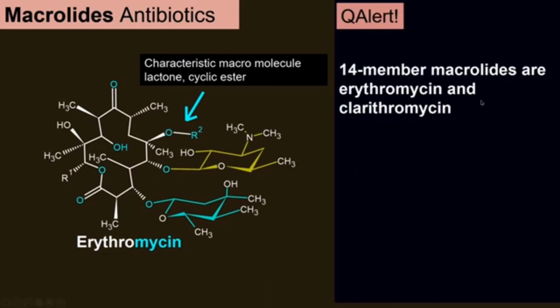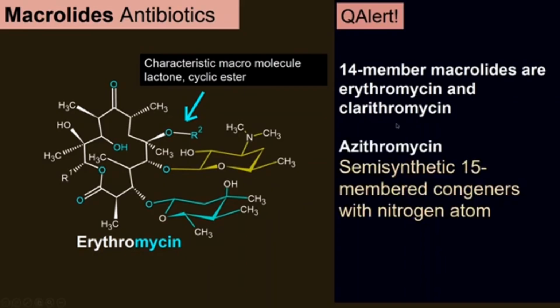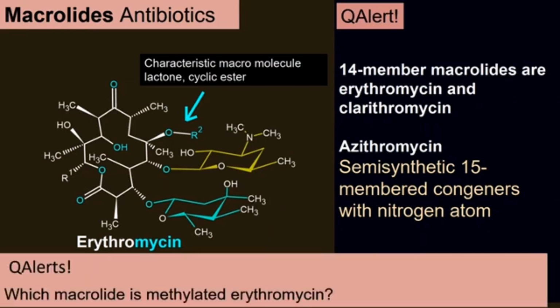However, clarithromycin and erythromycin have the same 14-member macrolide ring, whereas azithromycin is a semisynthetic, 15-member congener with a nitrogen attached on top of it. Therefore, azithromycin is slightly different, the ring number is different, plus it contains a nitrogen atom in the ring, which makes azithromycin pharmacologically different in terms of side effects, and its pharmacokinetics also make a difference.